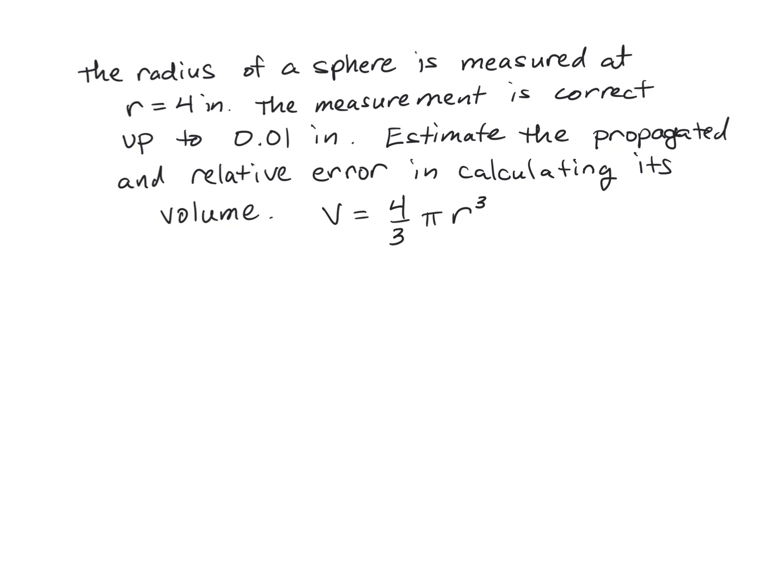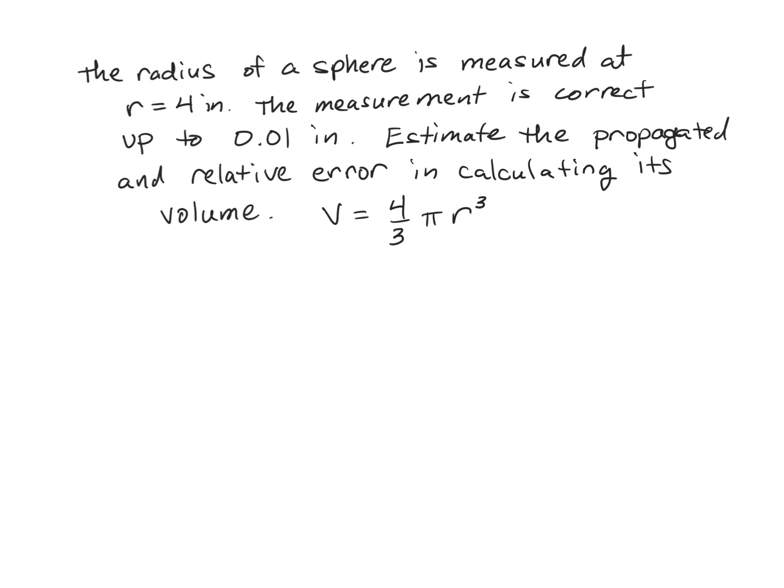So to do this, we're going to go through and first look at our volume formula. And we know the volume formula is 4/3 pi times r cubed. So let's first take the derivative. And again, we're not going to use primes for this notation. We're going to use the Leibniz notation with the dv's.